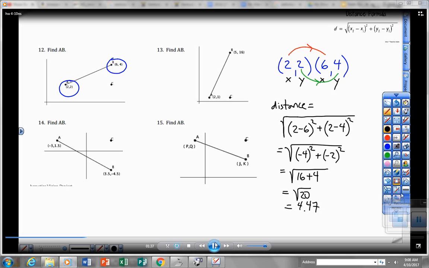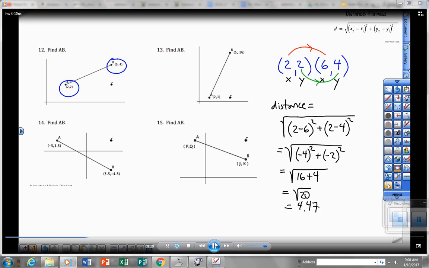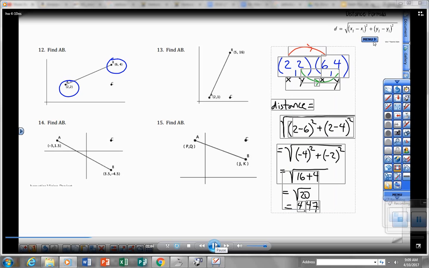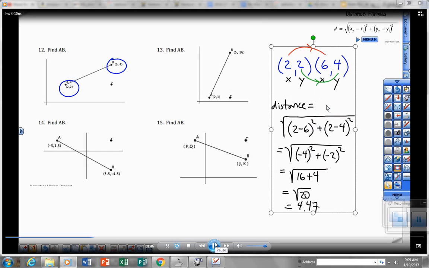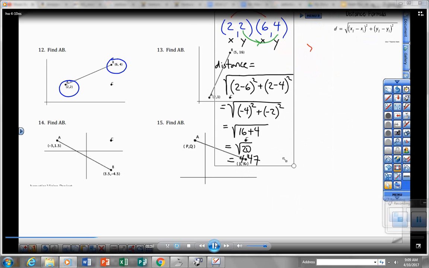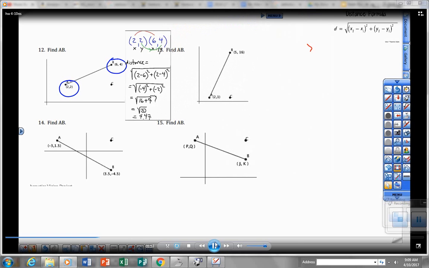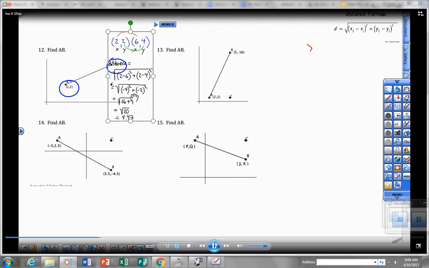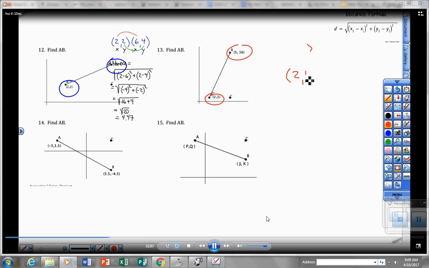All right, next problem. For 13, again, I'm going to pair up my x's and pair up my y's. So first I'm going to shrink this down. I'm going to write these two values next to each other. So looks like my first point A is 2, 1. My second point B is 5, 16. So 2, 1. And the other coordinate is 5, 16.